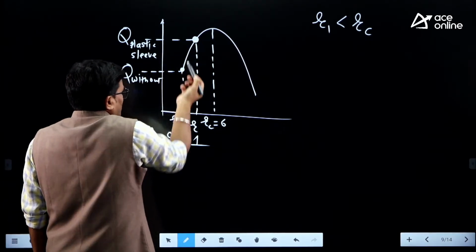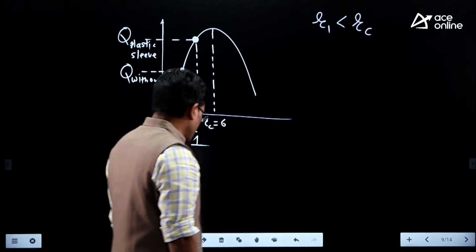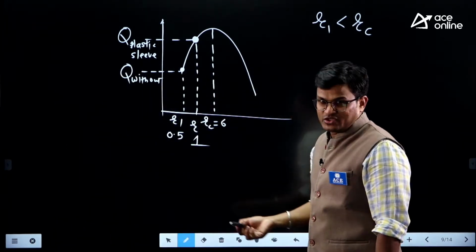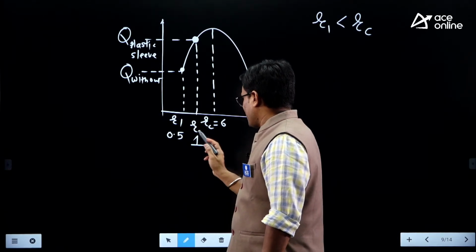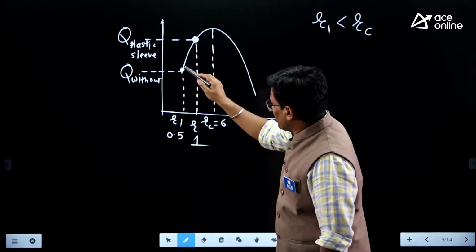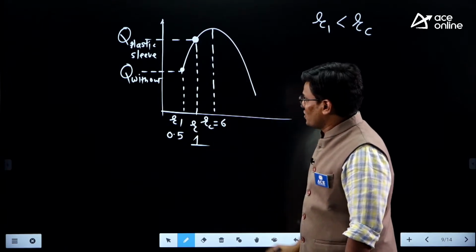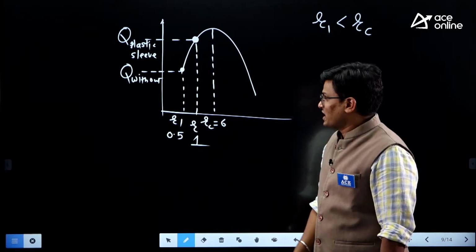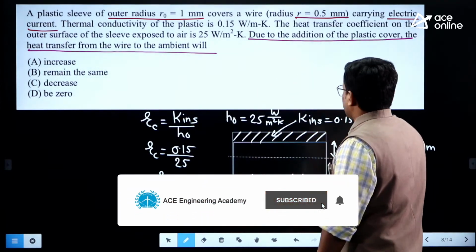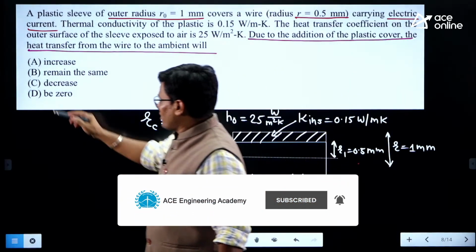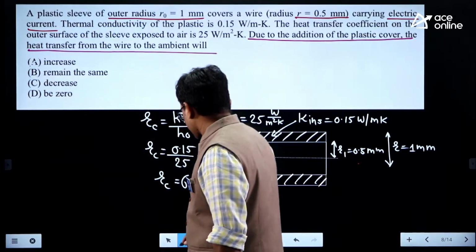Hence it is visible to you that because of the plastic insulation, the heat transfer increases. Because R1 is less than RC, we put the insulation and reach this point. So Q with plastic sleeve is greater than Q without. In that case, due to addition of the plastic cover, the heat transfer from the wire will increase.